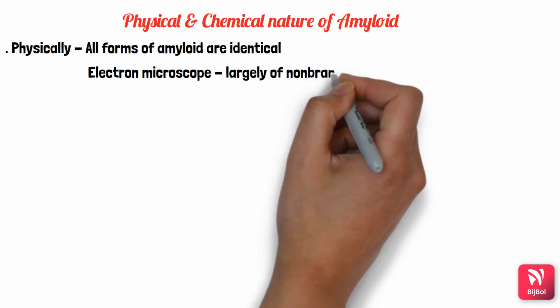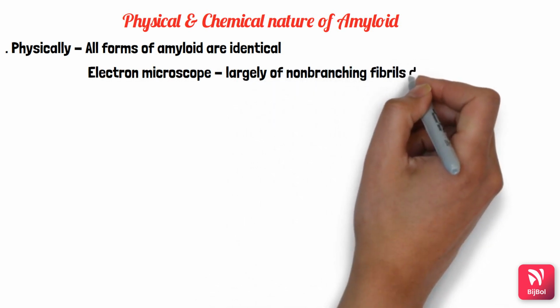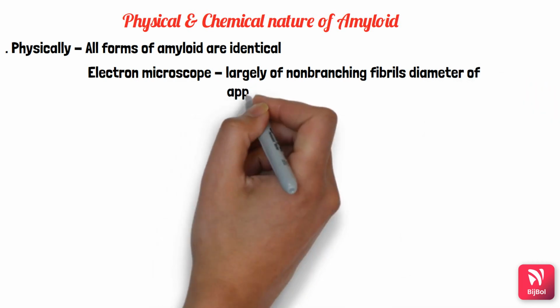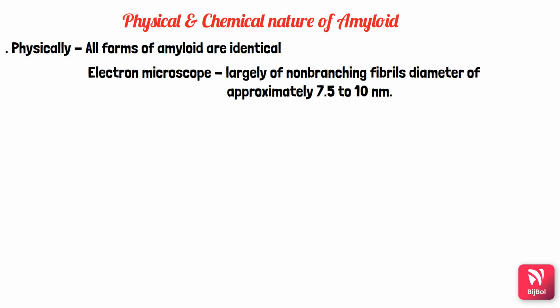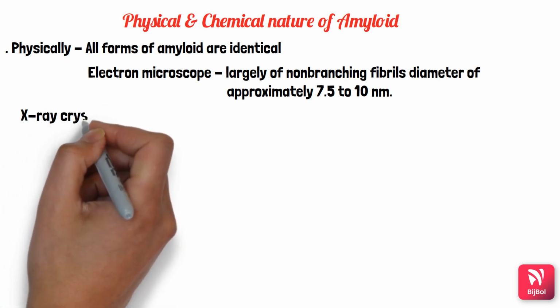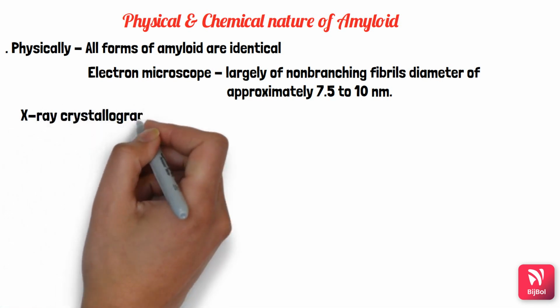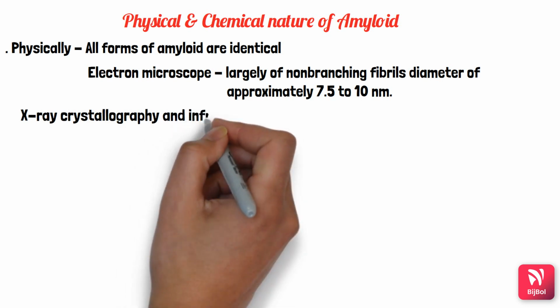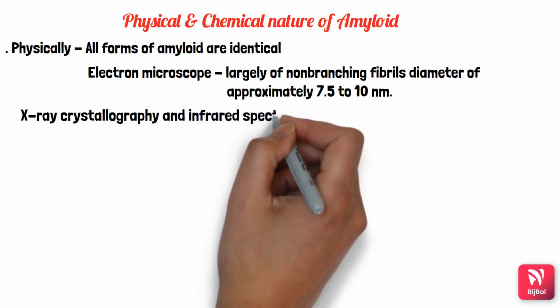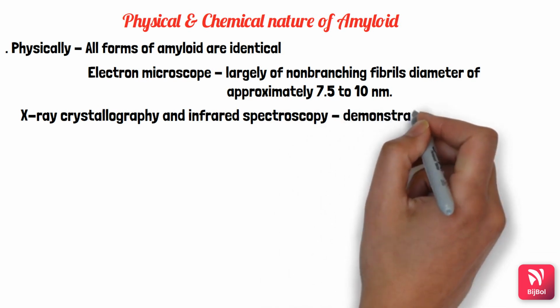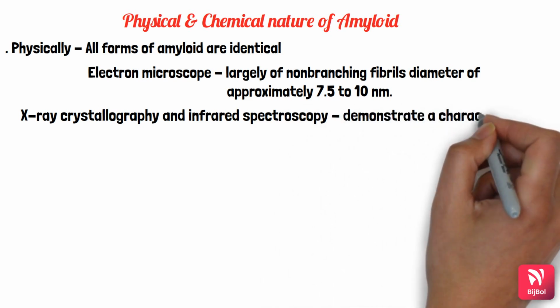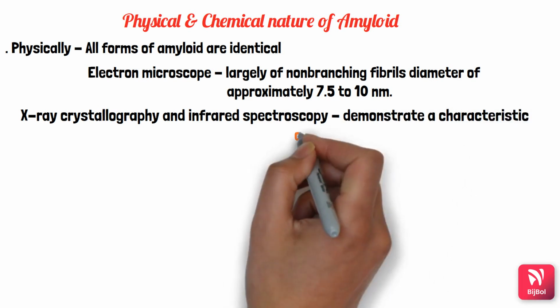So if you see under electron microscope, amyloid will appear as non-branching fibrils with a diameter of around 7.5 to 10 nanometers. Whereas under X-ray crystallography analysis and infrared spectroscopy, they will demonstrate a characteristic sheet formation, which is beta pleated sheet formation, cross beta pleated sheet formation.